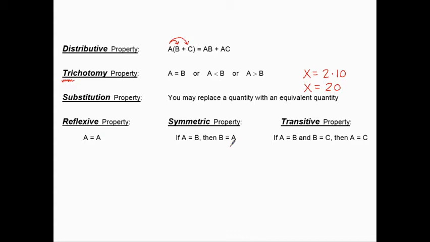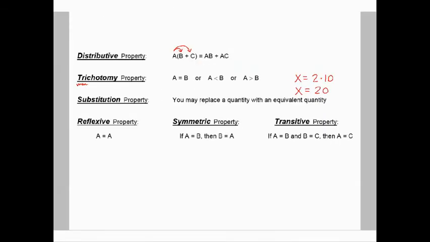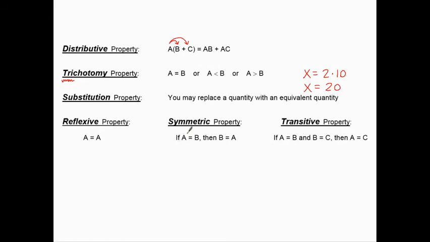Do not get this confused with the commutative property. Commutative property is changing the order of the addition or changing the order of the multiplication. The symmetric property is changing around an equal sign. For example, if you came down to an equation and you said that 5 equals x, we can flip that around and feel a little bit more comfortable with x equals 5. That's an example of the symmetric property.